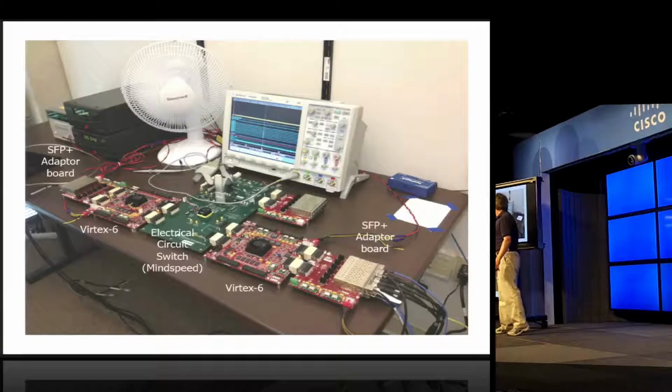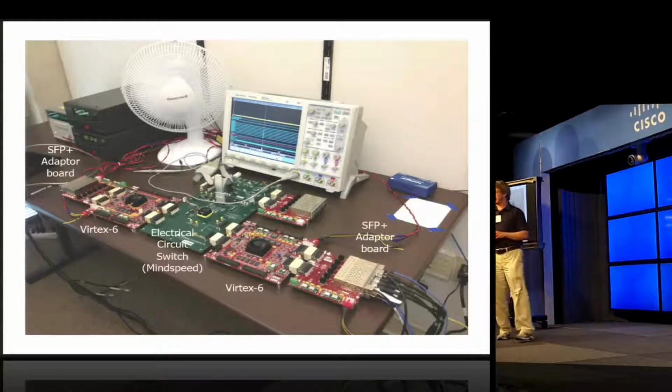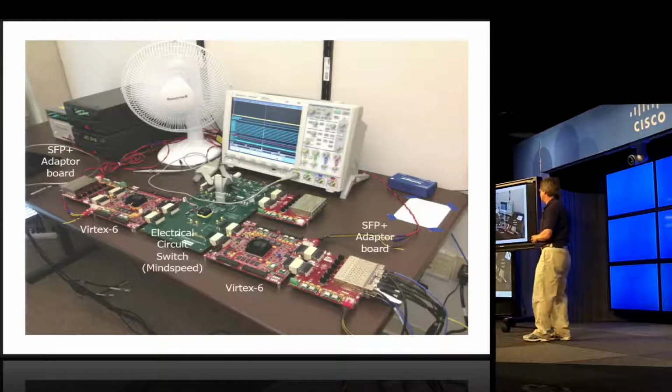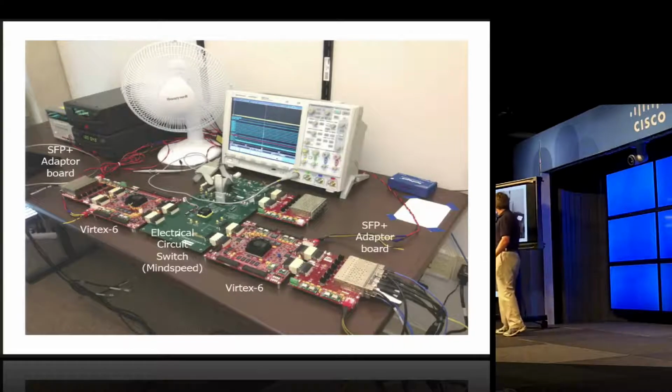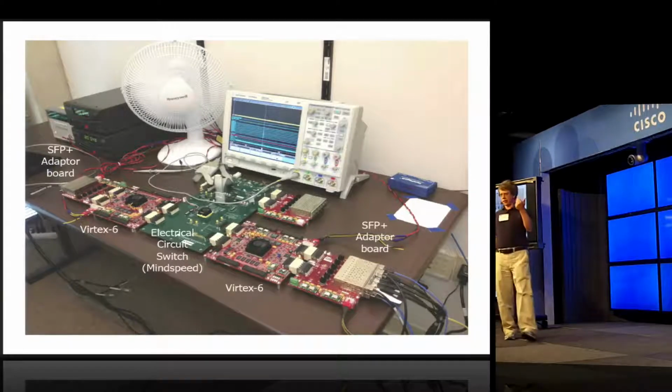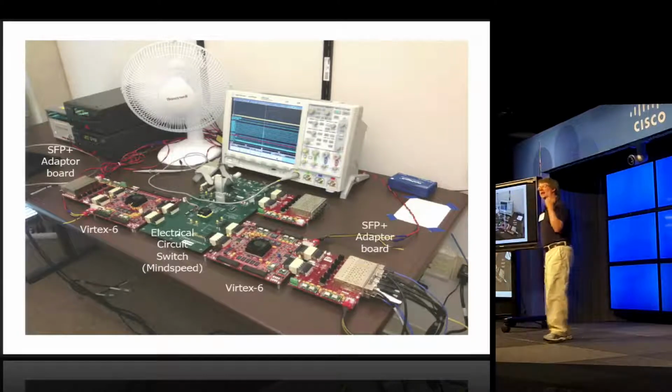These 2 things are Virtex 6s. These Virtex 6s have 24 ports of 10G I/O. So we hook up part of that to the circuit switch, and then the other ports here, these are 10G ports on this side and on this side. Those are connected up to the end hosts, and those are connected up to the packet switch.